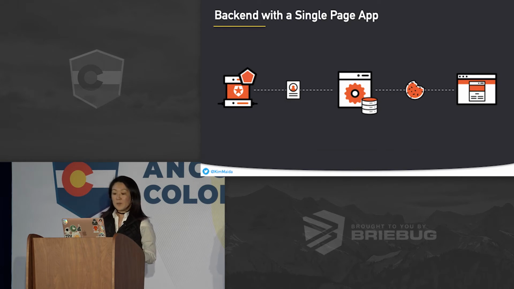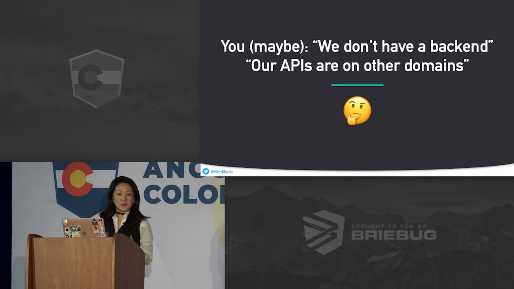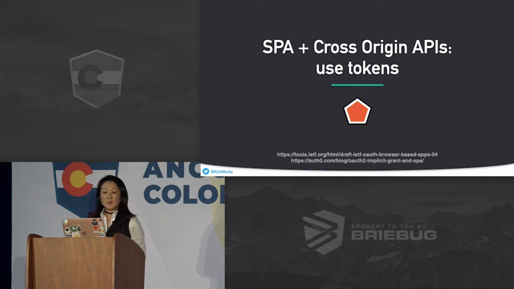Now, maybe you don't have a backend. Maybe you're in a serverless scenario. Maybe you have a static site that doesn't have a backend. Maybe you've got APIs on other domains. Or maybe you don't right now, but you know that you're going to need to scale in the future, and that's going to become a need. If this is the case, if you have a single-page app and cross-origin APIs, then the solution for you is going to be to use tokens.